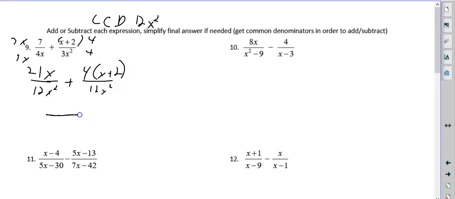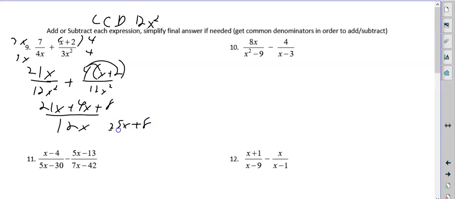Now I can add them together. I have 12x squared on the bottom. I have 21x plus 4x, I'm distributing, plus 8. 4x plus 8. And now I'm just going to join like terms.